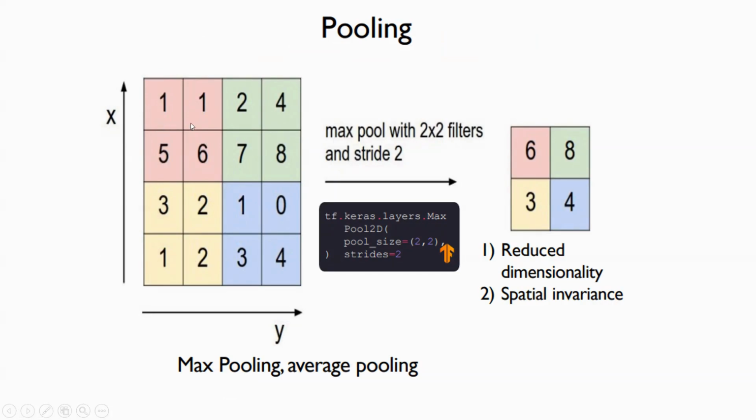In average pooling, it takes the average of each cell, like one, two, one, and one. Like that, the pooling will be decided.